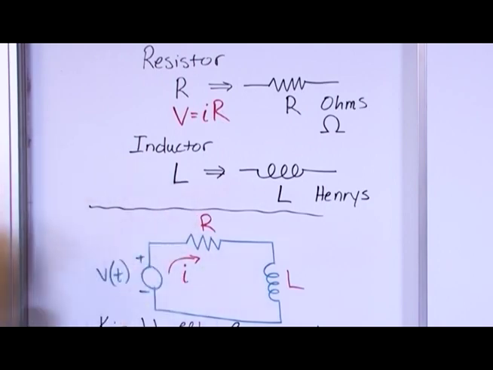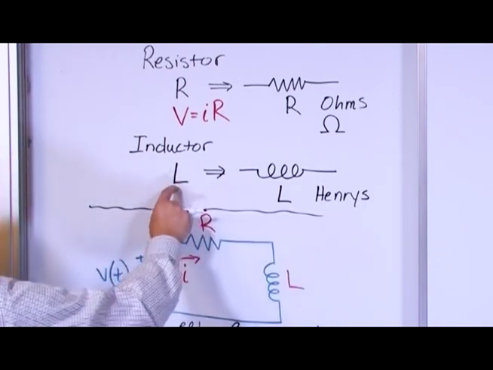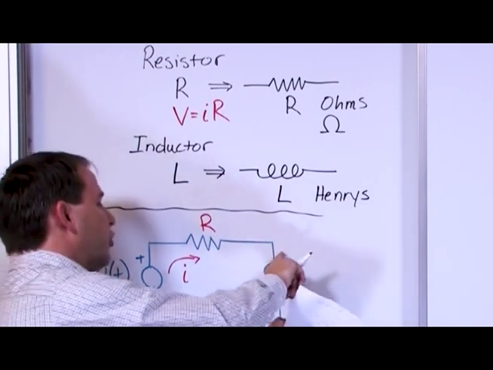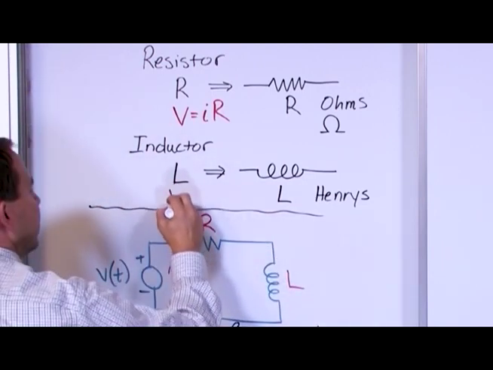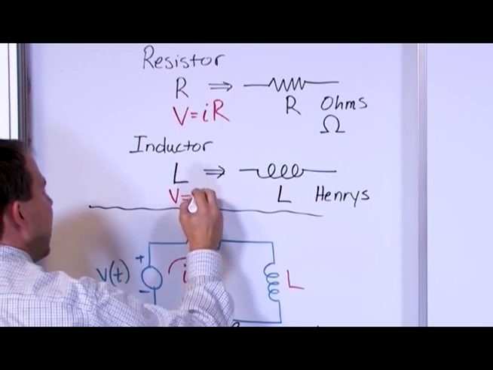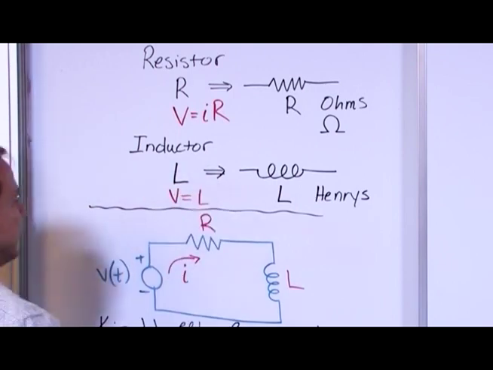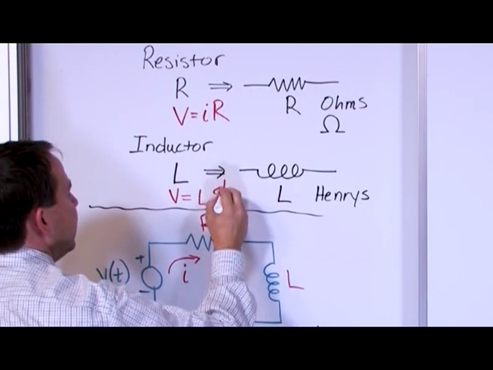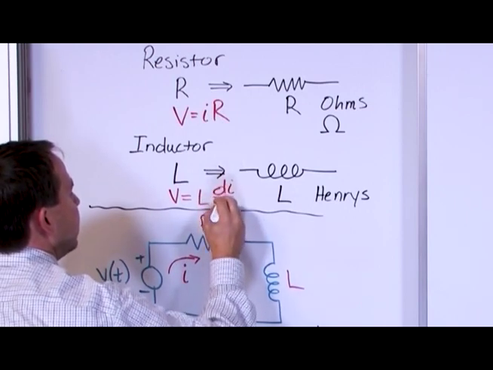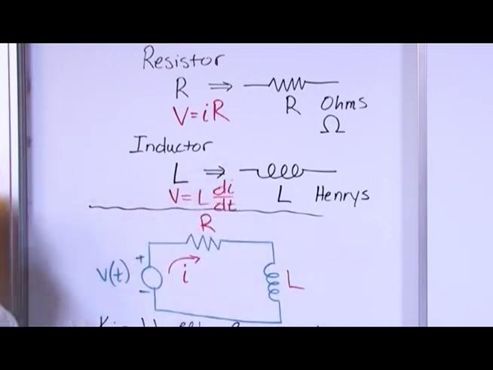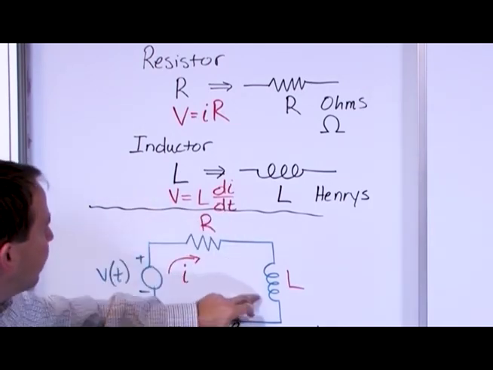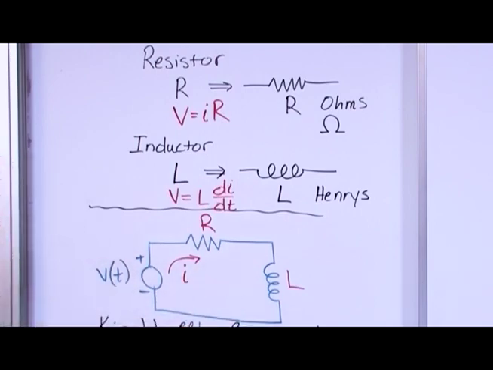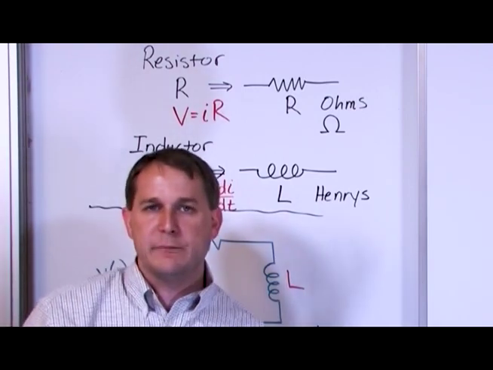Now this inductor is sitting over here and it's going to have a voltage drop across it as well. And this voltage drop is a little bit more complicated. It's actually L, the value of the inductance, times dI/dt, L dI/dt, the change of the current. Now think about this for a second. The reason this voltage is proportional to the change of the current flowing through there is exactly what I told you in words a few minutes ago.